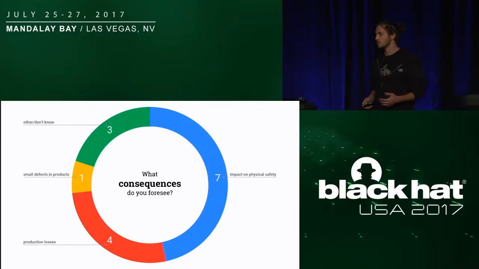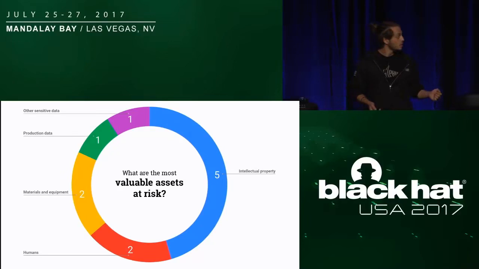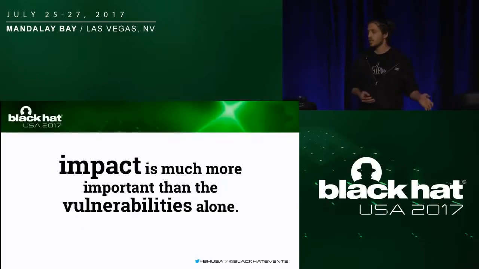The other question that follows this one is, of course, what are the most valuable assets at risk? Well, they are, of course, intellectual property. On the controller, there's code that is specific to a certain production, so this might be part of the intellectual property of the business. But they also cared for humans and for materials and equipment. So, as you have seen in the last few slides, the impact is much more important than the vulnerabilities alone.